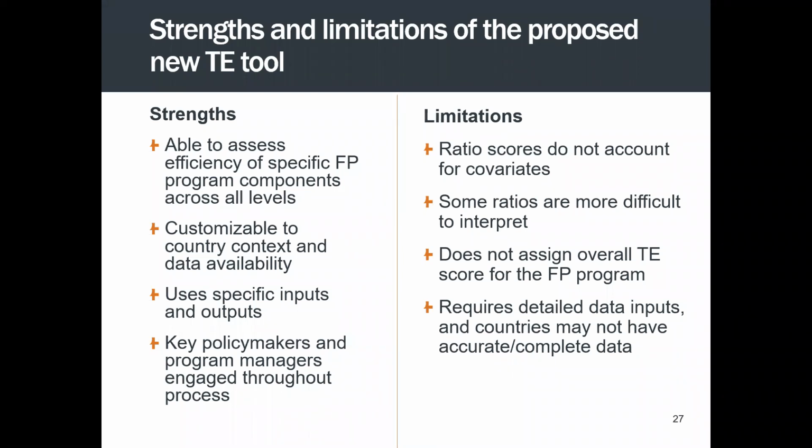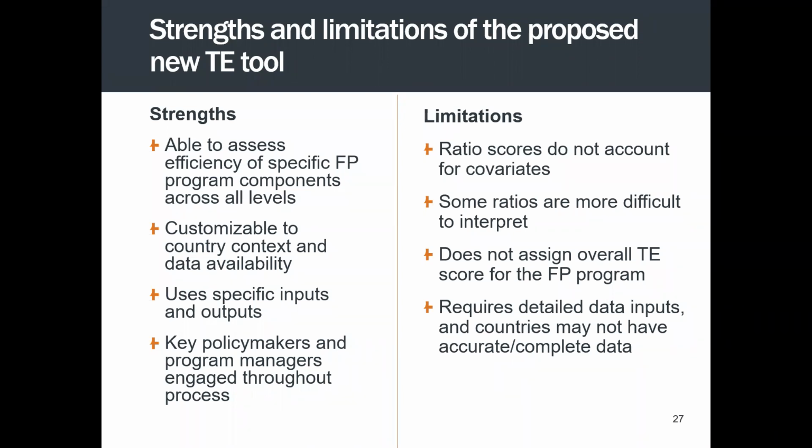It uses specific inputs and outputs, and key policymakers and program managers are engaged throughout the entire process. Some limitations are that the ratio scores do not account for any covariates. By understanding root causes of inefficiency and validating things with stakeholders, we hope to mitigate this pretty significant limitation.